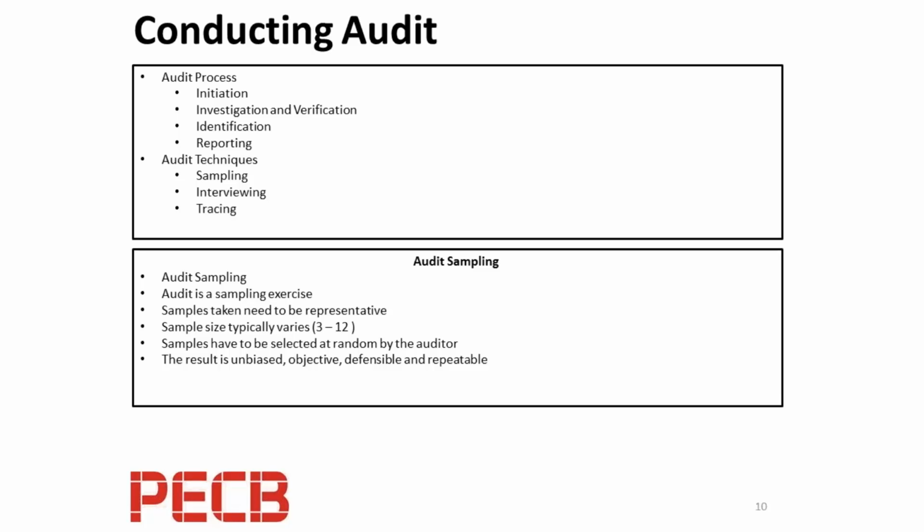Sampling must be taken for every control or clause that is applicable to the organization as part of the SOA, Statement of Applicability. Typically, samples vary from a minimum of 3 to a maximum of 12. And of course, samples have to be selected randomly by the auditor, not given by the auditee.